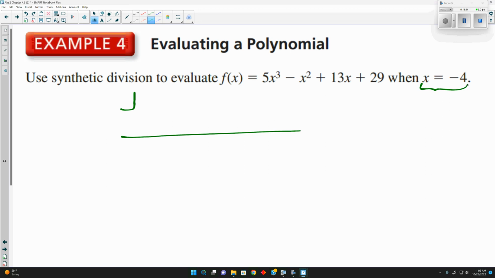Now, they already told us x is -4, yes? So the number that goes in the cubbyhole is -4. They already gave us that value. We don't have to go and find it or solve for it. Now, the numbers going across the top are going to be 5, -1, 13, and 29.